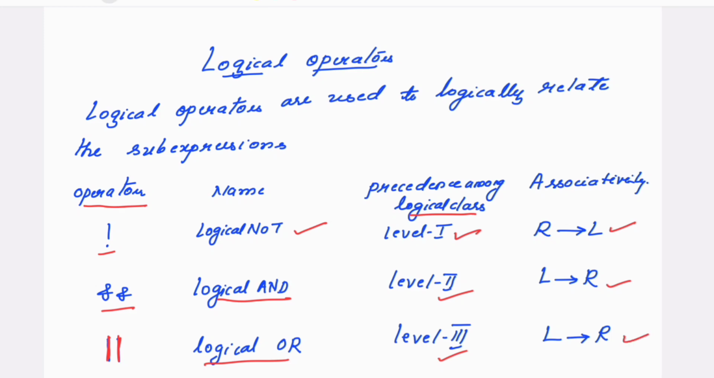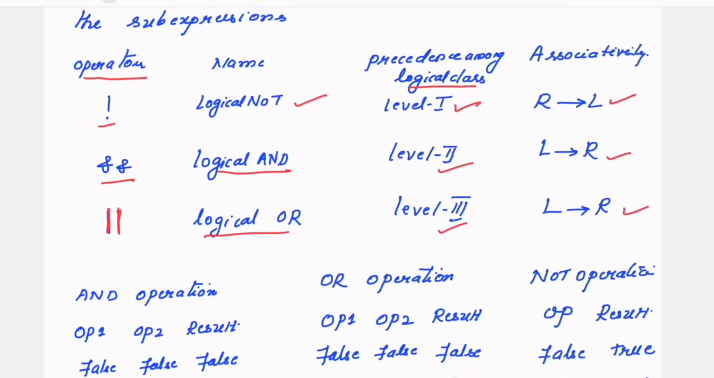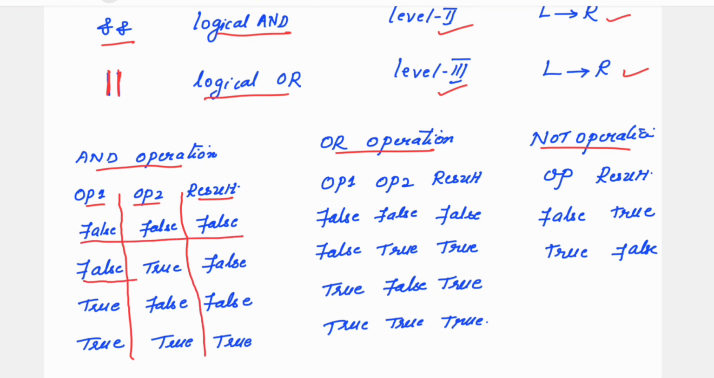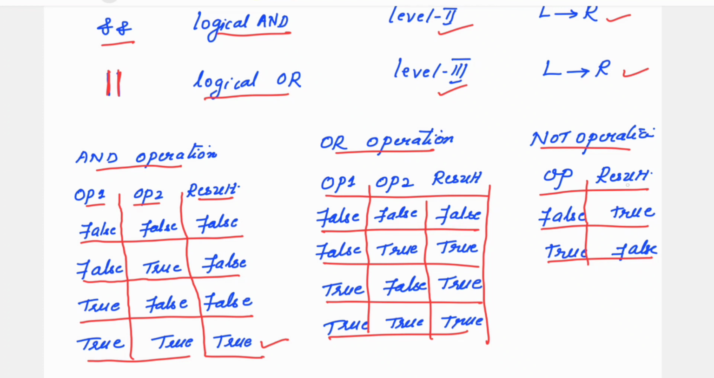So these things we'll see with examples, how you are going to make use of the associativity and also this logical AND, logical OR and NOT operation. So here I have written in a tabular form. Operand 1 and operand 2, what is the result? Suppose operand 1 is false and operand 2 is false, then the result is false. If they are false and true, then the result is false. If operand 1 is true and operand 2 is false, then the result is false. If operand 1 and 2 are true, then the result is true. That means you can check here for the AND operation. And for NOT operation, always the result is in negation.